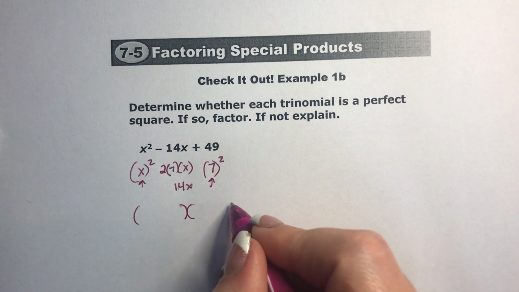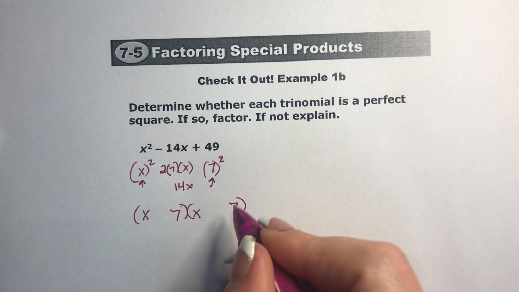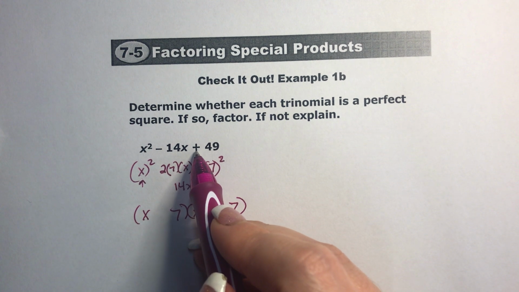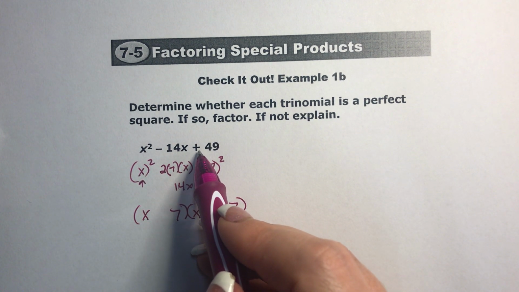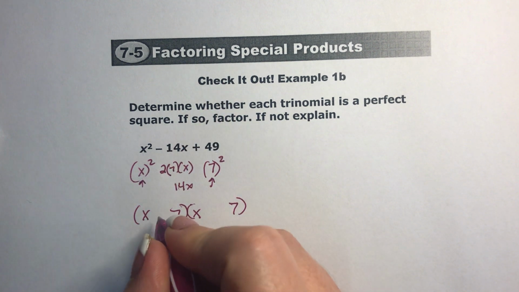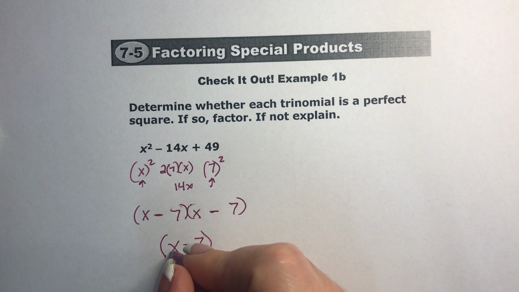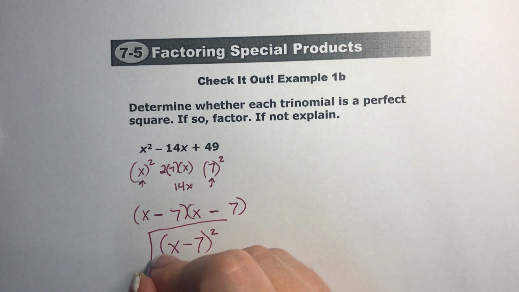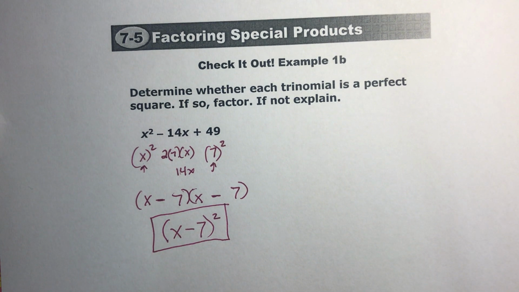We're going to go voot, voot, voot, voot. And we go x, x, 7, 7. We know both signs give a positive 49: either both have to be positive or both have to be negative. And this is negative, so we know they both have to be negative. So here is our answer: the quantity x minus 7 squared. And that is it. So if you got that right, awesome job.